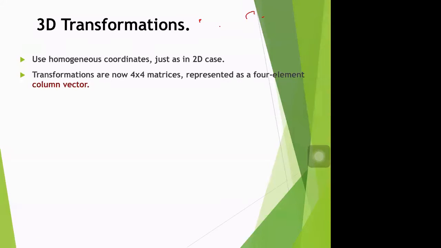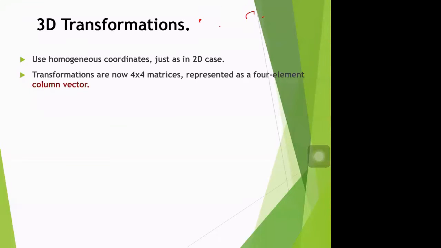So 3D transformation, the first one. Before going to any of the transformation functions, we'll just learn about the basics of three-dimensional transformations. So here, we use homogeneous coordinates just as in 2D. We already used homogeneous coordinate system in two-dimensional transformation functions. In the same way here, we start using homogeneous coordinate system.